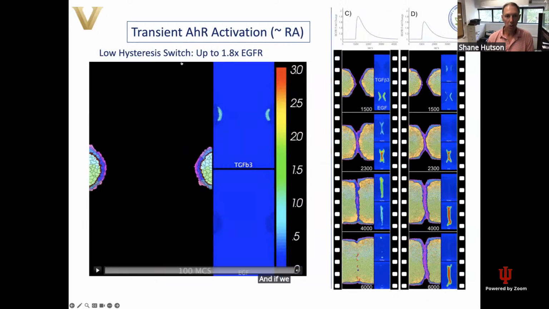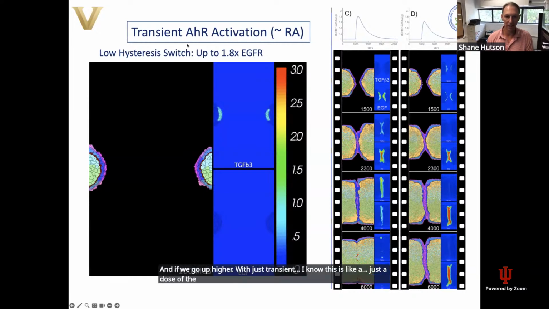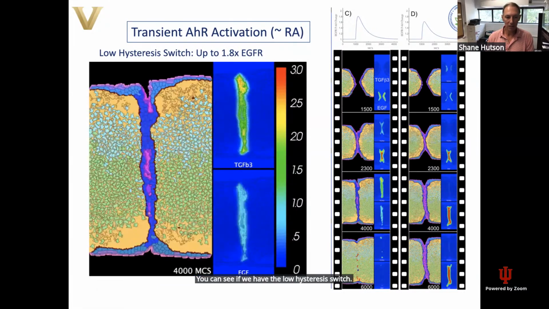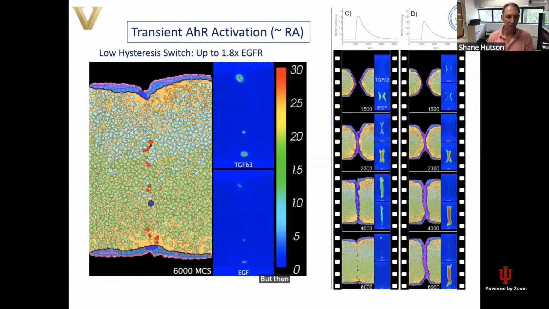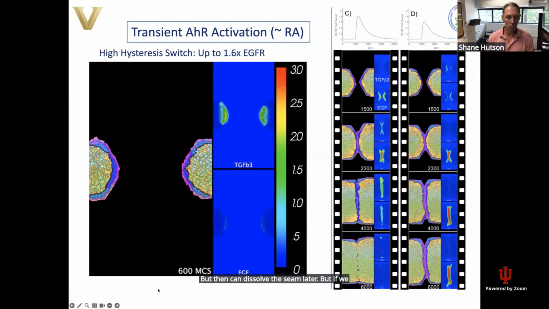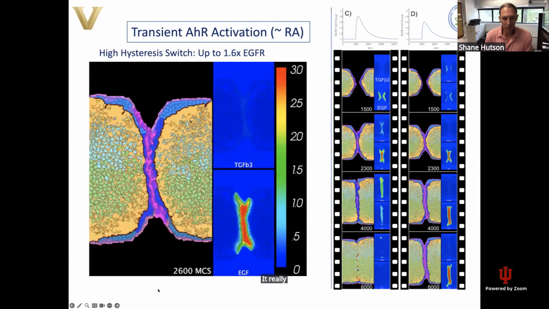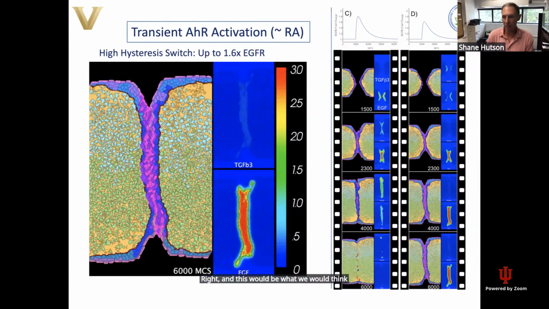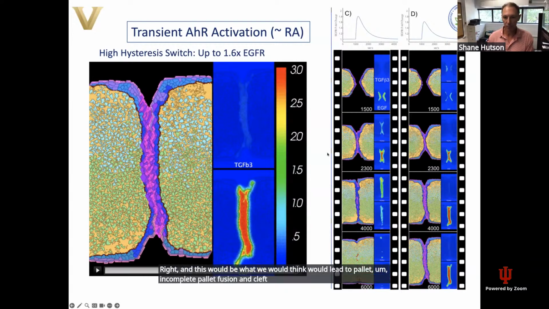And if we go up higher with just transient, I know this is just a dose of the chemical instead of having constant exposure to it. You can see if we have the low hysteresis switch, it sticks for a little bit, but then can dissolve the seam later. But if we have the high hysteresis switch, it really isn't able to ever get rid of that seam, right? And this would be what we would think would lead to incomplete palate fusion and cleft palate down the road.